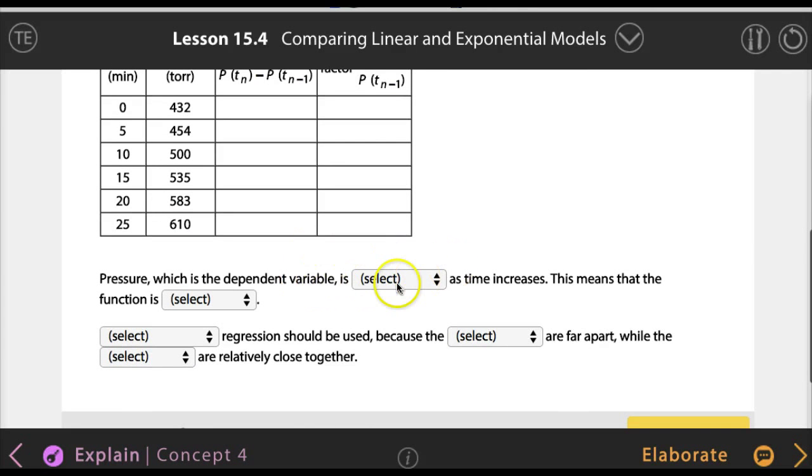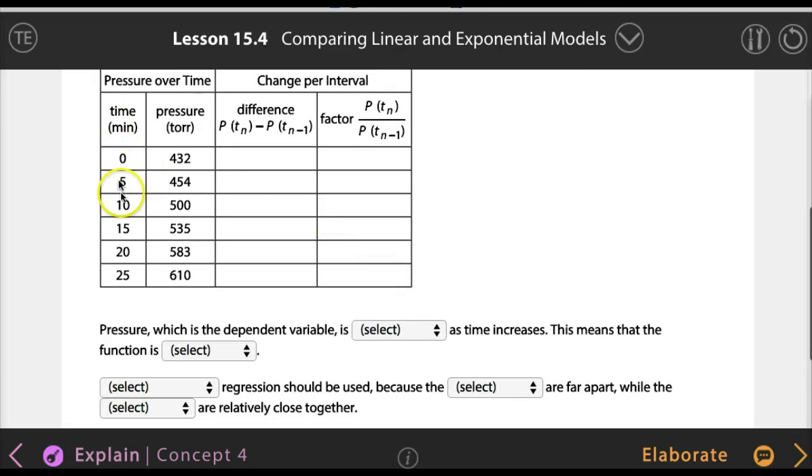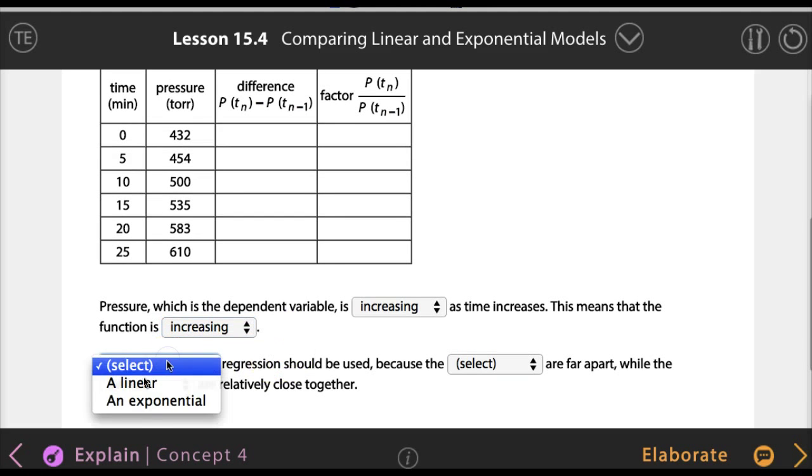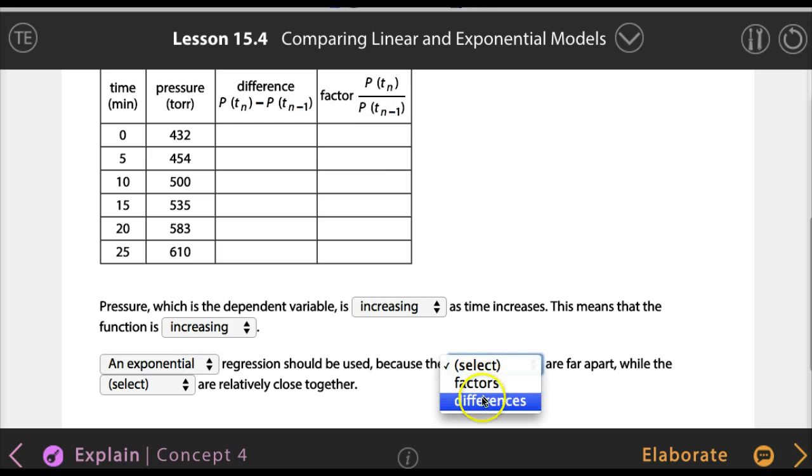Pressure, which is a dependent variable, is increasing. That means that the function is increasing, of course. So then I think an exponential regression, because we agreed with this, right? Because the differences are far apart. All of them are very different.